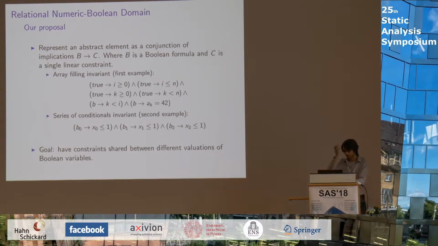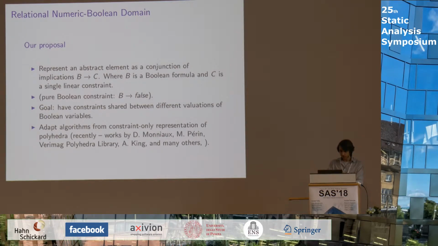Right, and then this sort of series of conditionals, this previous example would be: if B0 holds, then x0 should be less than 1. If B1 holds, blah. If B2 holds, so. Basically, we want the constraints that are shared between different variations of Booleans not to be repeated multiple times. That's the idea, and maybe this would work.